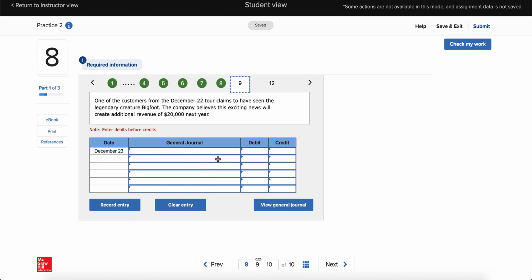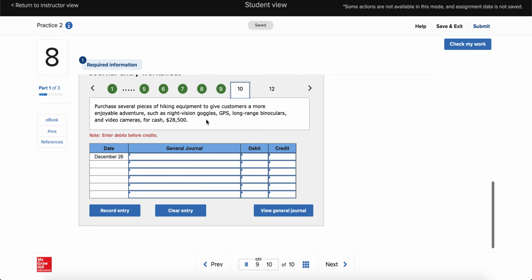The next one, the customers from the December 22nd tour claim to have seen the legendary creature Bigfoot. The company believes this exciting news will create additional revenue of $20,000 for the next year. Did anything happen that affected that basic accounting equation? No. So this is one of those no journal entry required. Okay.